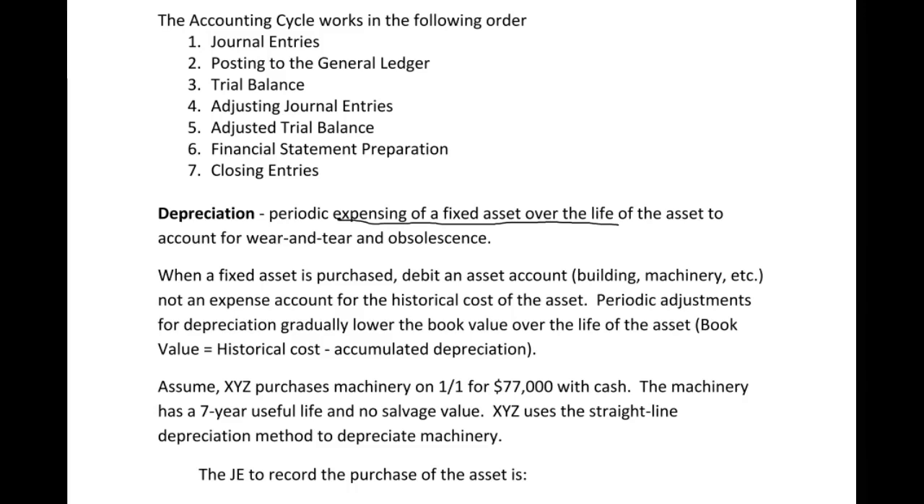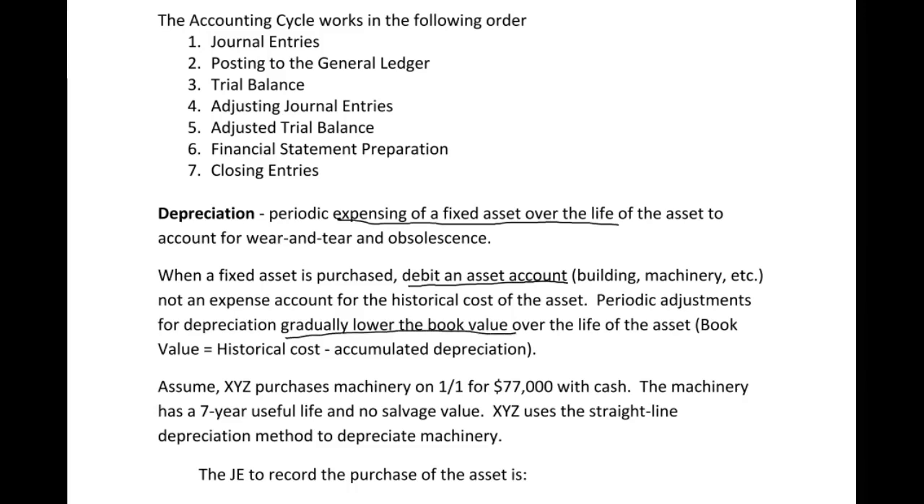When a fixed asset is purchased, we're going to debit the asset account, whether it's building, machinery, land, equipment, whatever the case is, not an expense account. This allows us to keep up with the historical cost of the asset. The adjustments for depreciation gradually lower the book value. So let's refresh our memory on what book value is.